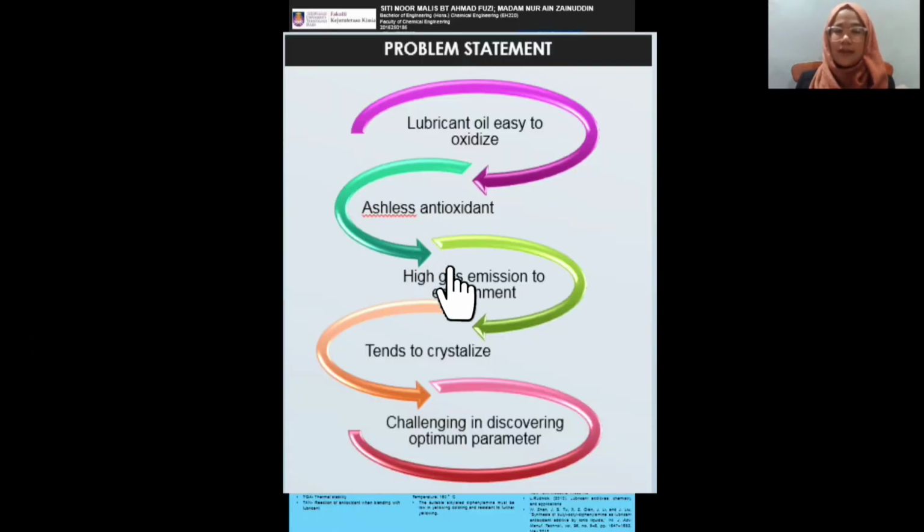Problem statement. The lubricant is easily degraded or oxidized. Therefore, the lubricant needs antioxidant to reduce the amount of deposit formed and reduce the high gas emission to the environment. It is very challenging to discover the optimal parameters to produce liquid antioxidant as alkylated diphenylamine tends to crystallize. A liquid antioxidant is needed to replace the solid antioxidant, which is difficult in handling, transportation and not easy to blend with oil.